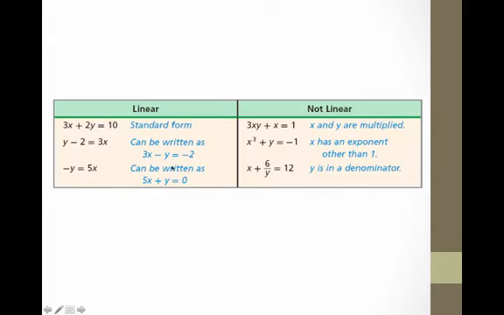So here's some examples of what is linear. 3x plus 2y equals 10. That is in standard form. That's perfect. This one we can rearrange to write it in standard form. This one too can be rearranged to write in standard form. Here are the standard forms. We're going to talk about this in a minute. These, I've got an xy multiplied together, so that is not linear. I've got an exponent other than 1, not linear. And here I've got a variable in my denominator, also not linear.